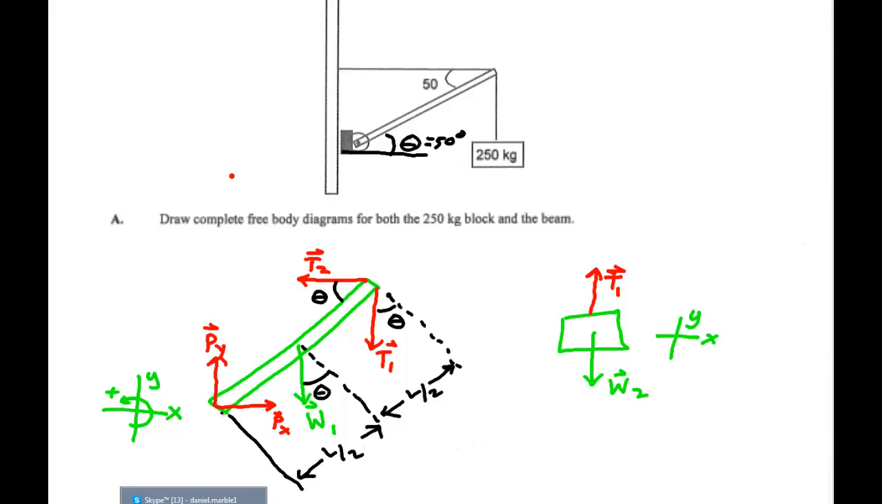You might think I might need some angles here. I won't if I'm planning to make my torque calculation about here, because if I do that, then it turns out that there'll be no moment arm to these two. So what angles you need somewhat depends on where you plan to calculate torques. If I'm not sure, I'd just go in and put some angles in here anyway, just in case.